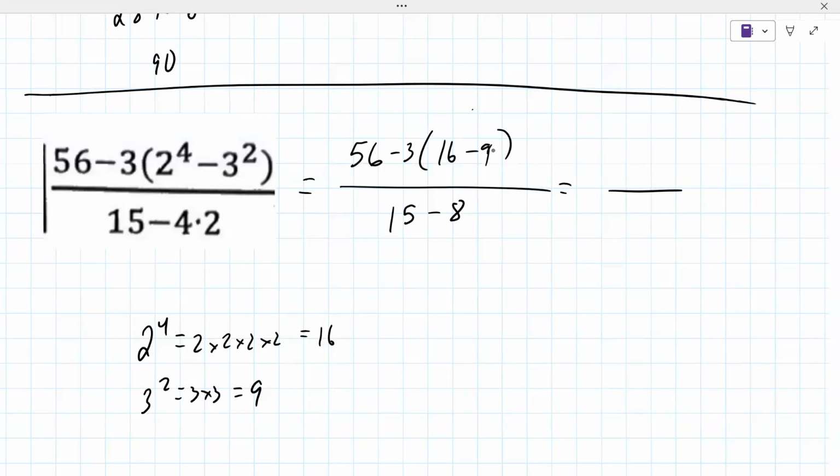8. Try again. Wait, not 8. Sorry, 7. Yeah, it's 7. And then 3 times 7 is 21. So it's 56 minus 21 over 15 minus 8. You wanna try that from here, please? Yeah. Would be 5. So the top is 35, the bottom is 7. Yes, it is 5.